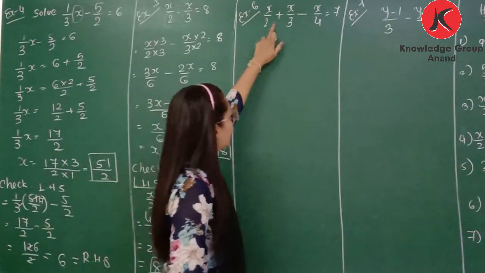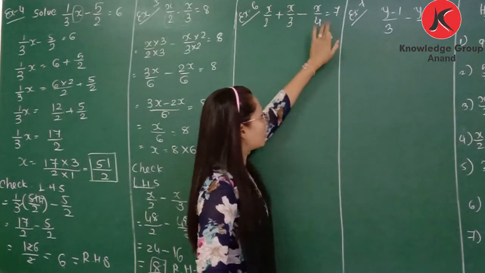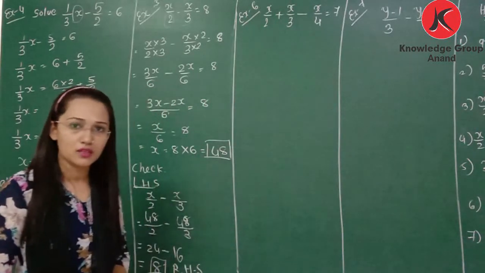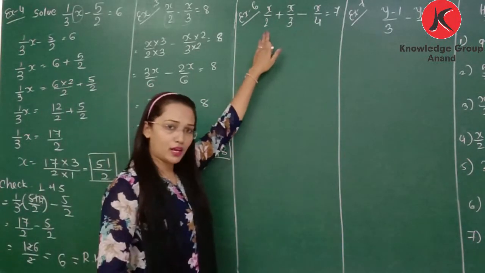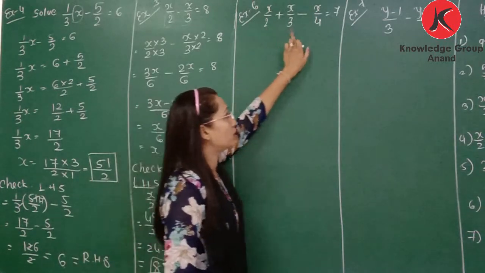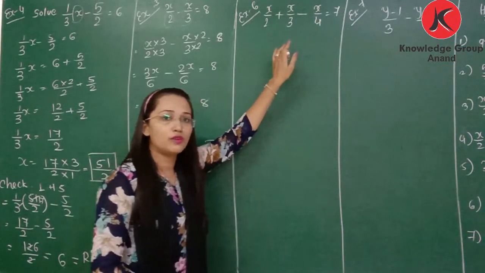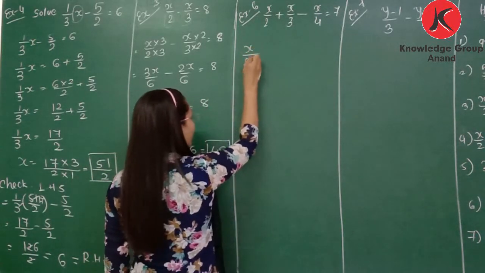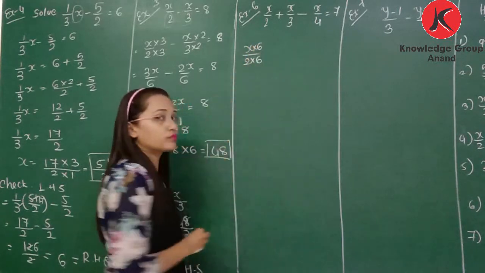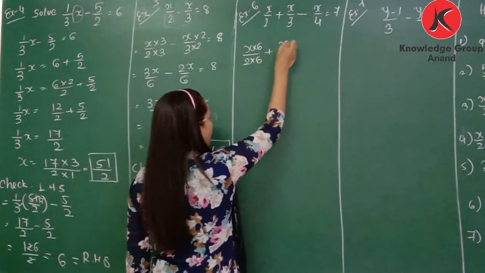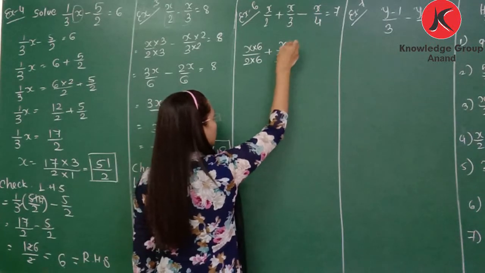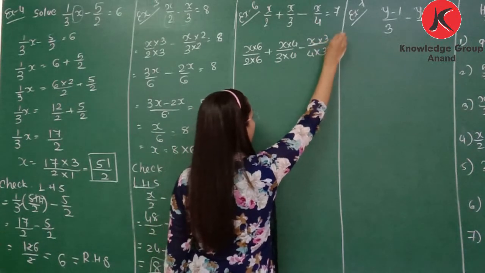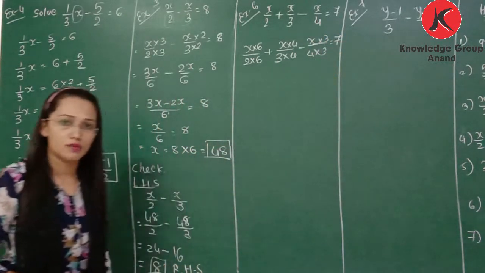Now next one more example. x by 2 plus x by 3 minus x by 4 is equal to 7. Again you can see all three numbers have a variable x. So first of all we will simplify the left hand side by taking the LCM of 2, 3 and 4. If you take the LCM you will get 12. So here x by 2 needs to multiply with 6. x by 3 needs to multiply with 4. And x by 4 needs to multiply with 3 to get denominator 12. Why? Because LCM is 12.